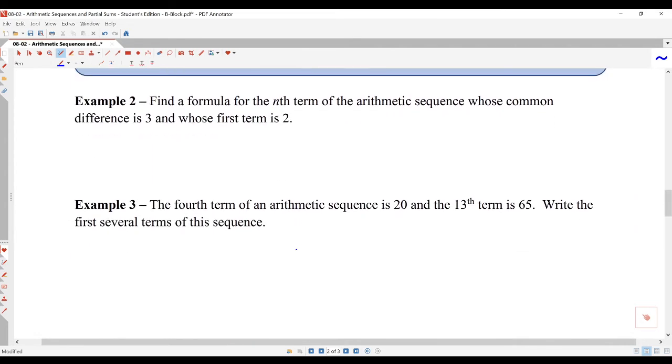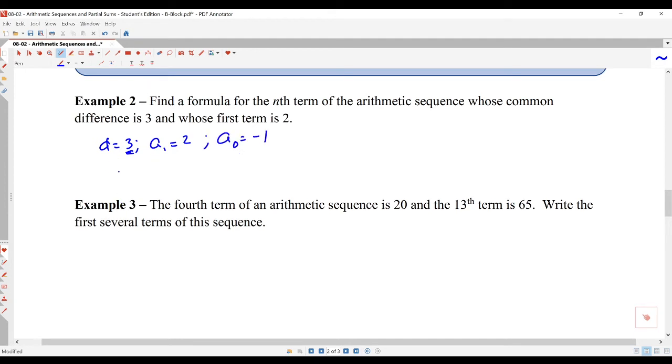So example 2. Find a formula for the nth term of the arithmetic sequence whose common difference, so d, is 3, and whose first term, that's a1, is 2. So we need a0, so I'm going to start with that first term and back off 3. Okay, so if I go back 3, then we get to -1 for a0.